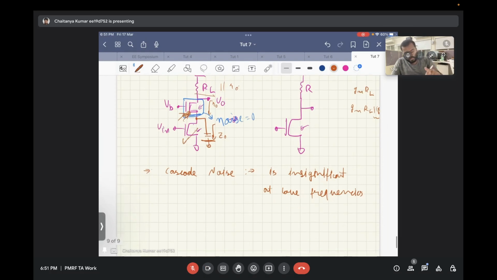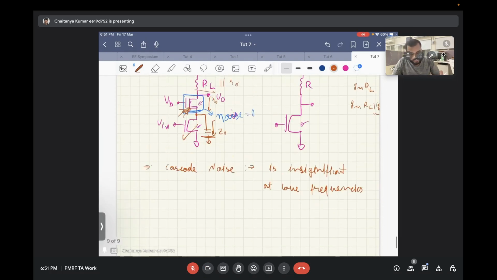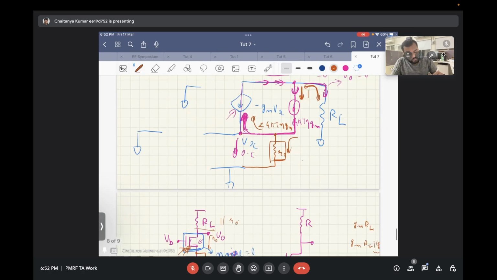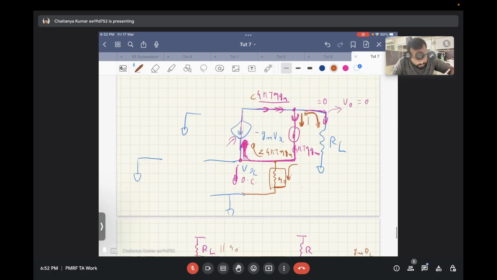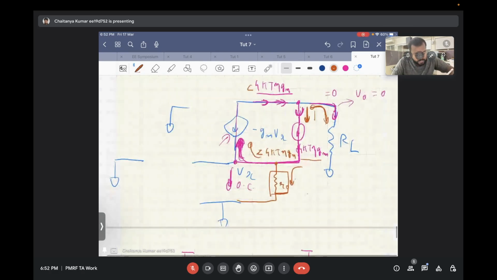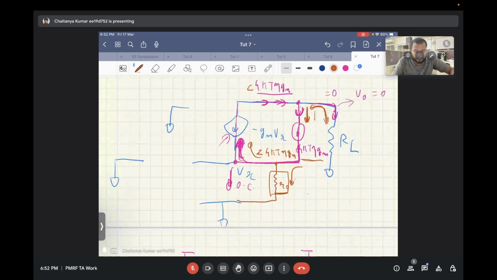Why I am saying that is, we can do a high level analysis of that. We saw that there is some 4 kT eta times GM noise coming from this transistor, right? So if there is some output resistance over here, there will be some alpha times 4 kT GM noise that will be flowing in this load resistance.